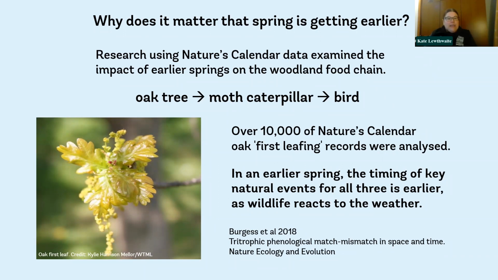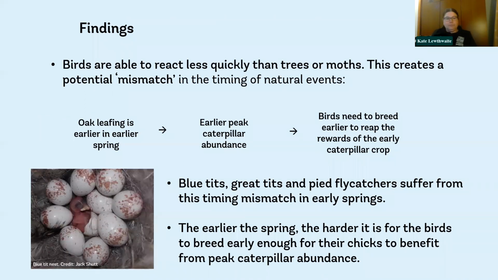And one answer is the impact on food chains, because all these species behave individually, yet they are all dependent on each other. And this was part of a really, really big study which used records from Nature's Calendar for oak first leafing and also records from the BTO Nest Record Scheme for the bird data. The RSPB also collaborated in about 5 different universities, and this piece of research was published in the very prestigious Nature journal. So what did they find? Next slide, please.